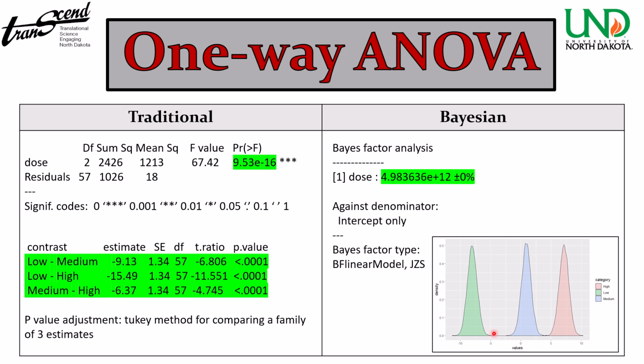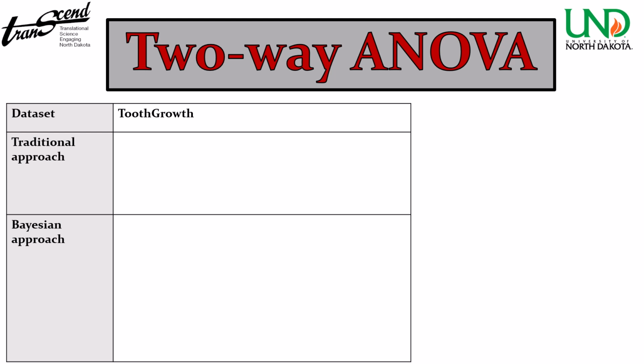You can see that this really tracks here. The highest is the high dose, the lowest is the low, the medium is the medium, and the high and the medium seem to be closer, just kind of what we saw with that box plot. So we'll now go to two-way ANOVA.